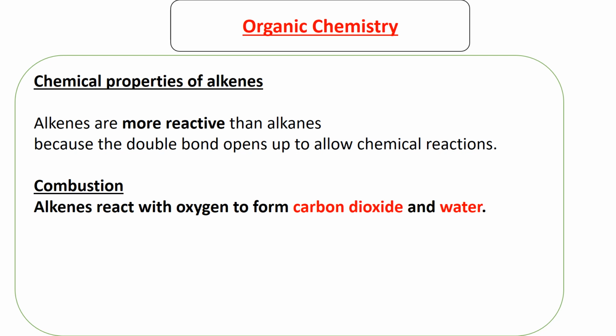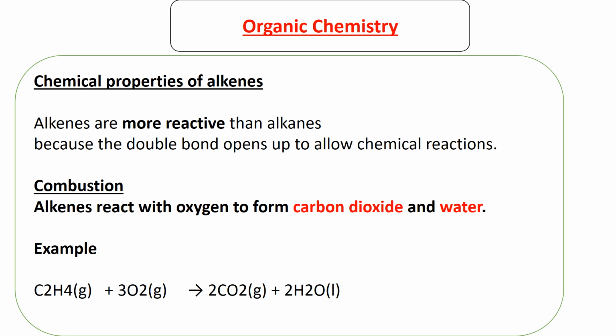So alkenes react with oxygen to form carbon dioxide and water. So here is an example where we have ethene reacting with oxygen to form carbon dioxide and water. Nothing complicated here, something that we already know.